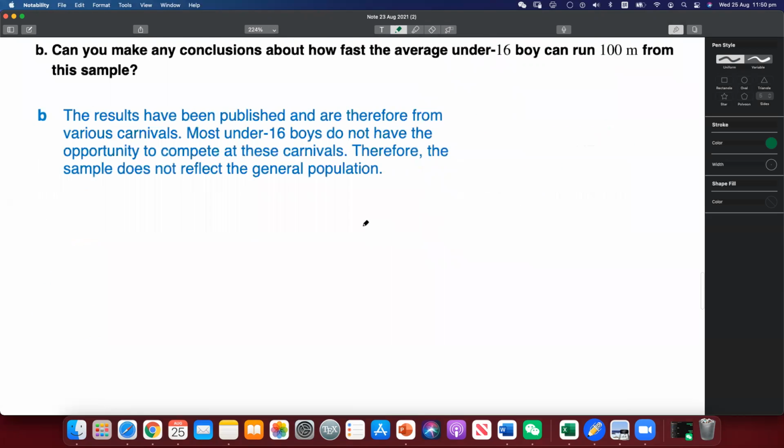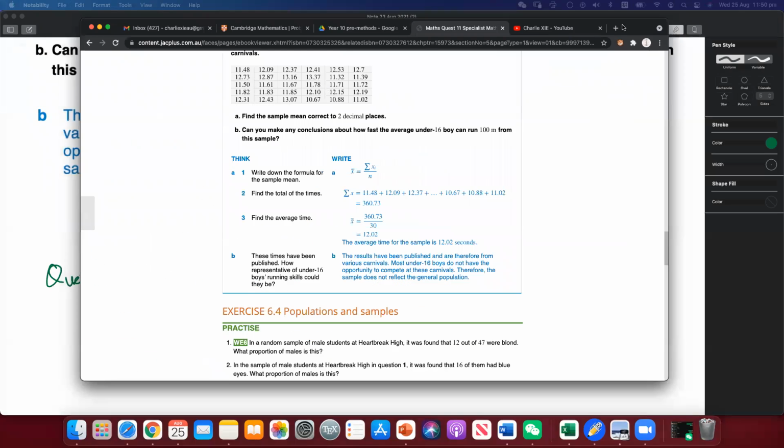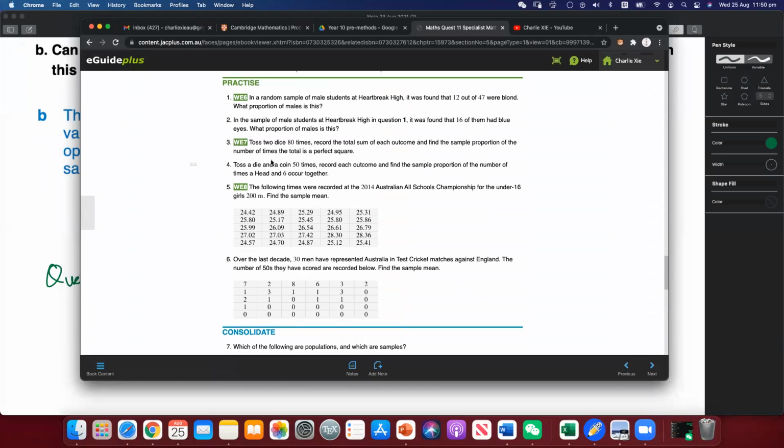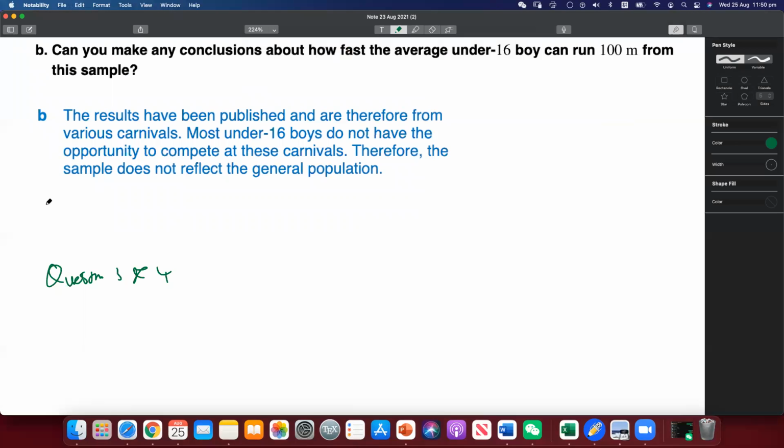All right. So that's my demonstration for this section, and just letting you know, question 3 and 4 from your exercise. So let me show you. Question 3 and 4 from your exercise: you are generating data. So toss 2 dice 80 times, and here toss a die and a coin 50 times. You're generating some data. So I'm happy for you to skip those questions because you never get this kind of question in your test. But if you want to do it, we can have a chat.